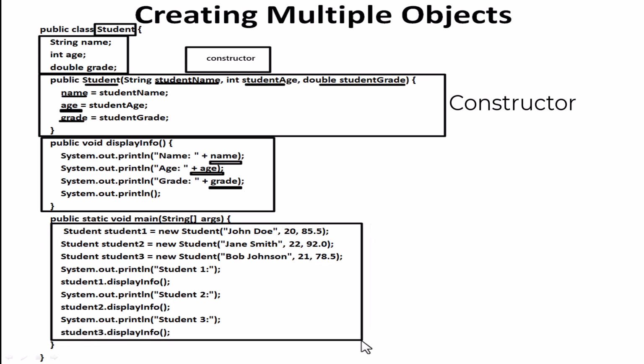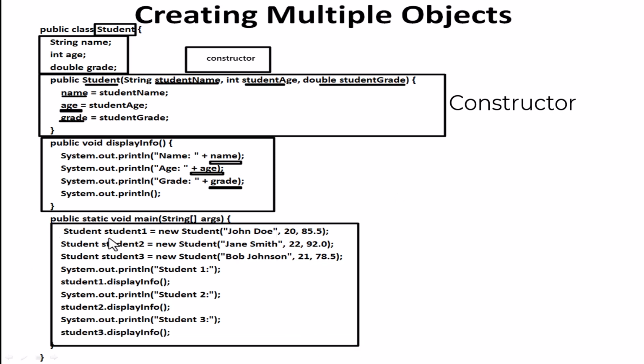Now what is it doing? We have created an object student1. We have created an instance, new Student. We have given three names: John Doe, Jane Smith, Bob Johnson, and we have given parameters. Here we have given a name, and ages 20, 22, 21, and the grade. Grade in percentage we have written 1, 2, 3.